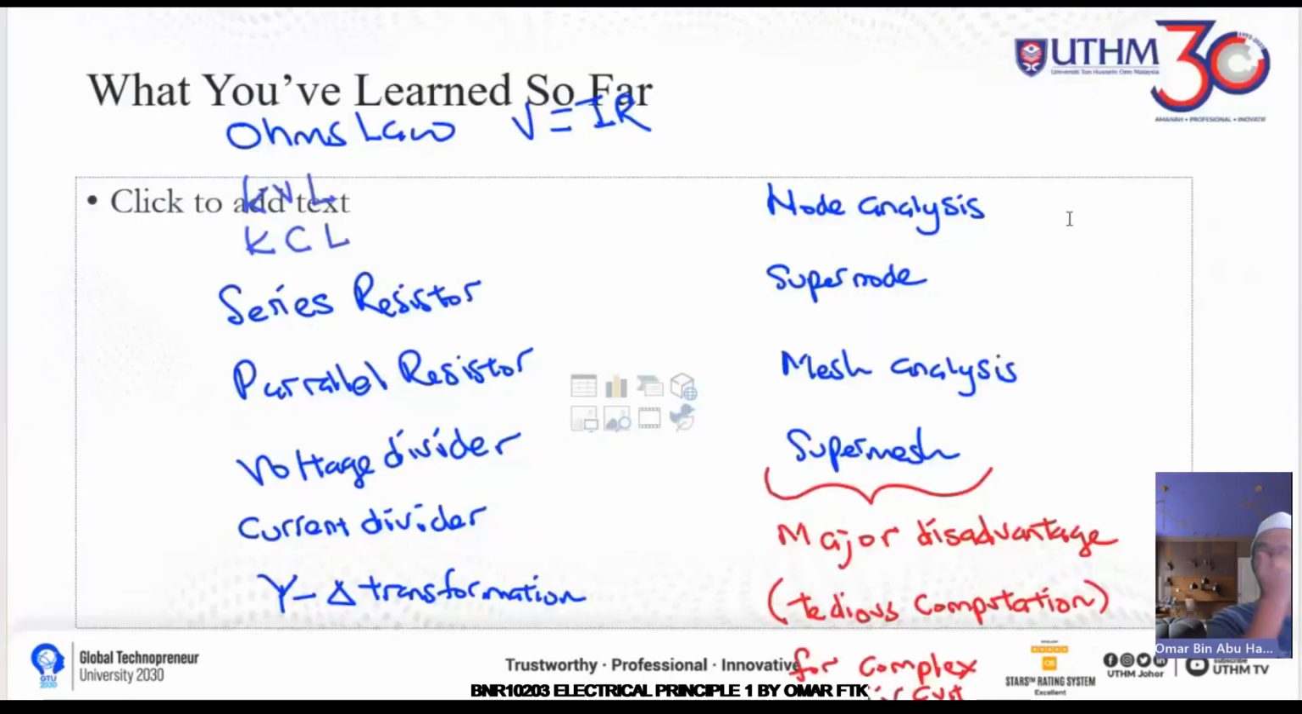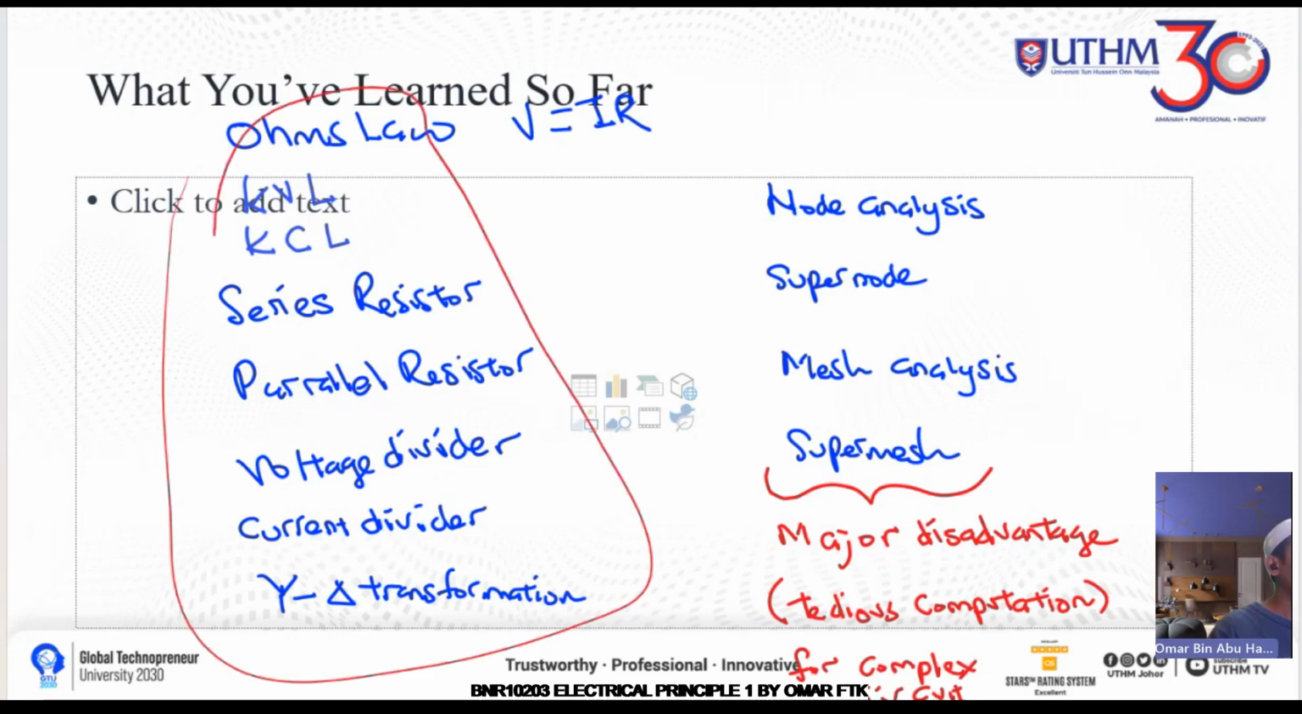Last time you already looked into Ohm's law, Kirchhoff's voltage law, Kirchhoff's current law, and series resistors and parallel resistors, and how to do the calculation. And then you also looked into the voltage divider, current divider, and Y to delta transformation. I hope you still remember all of this.